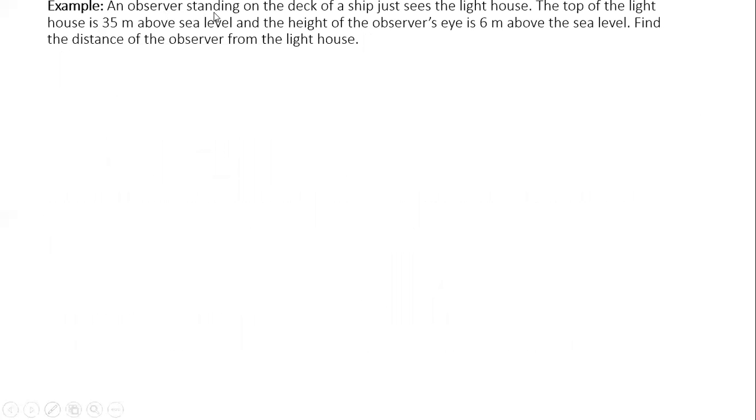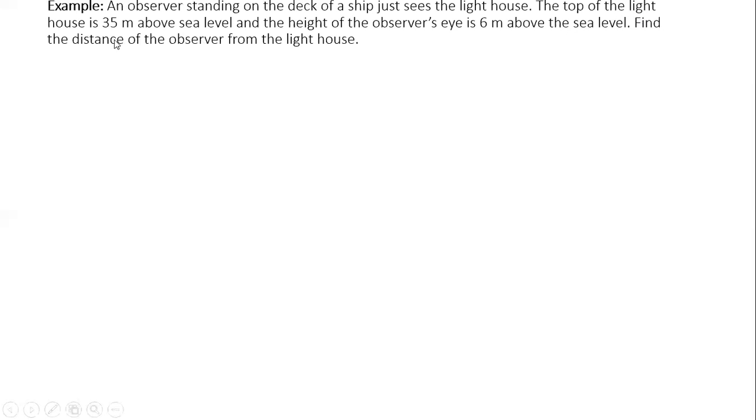An observer is standing on the deck of a ship and just sees a lighthouse. Suppose an observer is standing on the deck of a ship in the sea, and he is just seeing a lighthouse. A lighthouse is a structure in the sea which gives directions to the sailing boats, and there is a light on the lighthouse. With the help of that light, the ships get the directions.